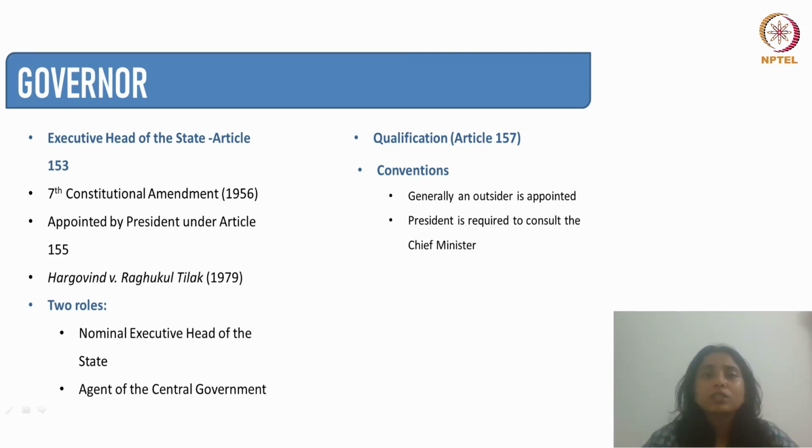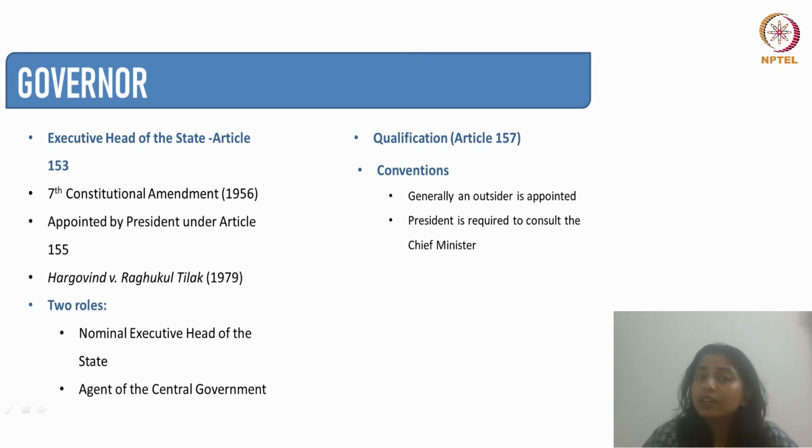A person who is appointed as a governor of a state will not be liable for any decisions taken in his name. And very importantly, he can claim immunity from criminal proceedings. This does not mean that a governor can commit any kind of a crime and get away with it. It only means that as long as he is in office, as long as he is holding the post of a governor, no criminal proceedings can be initiated against such person.